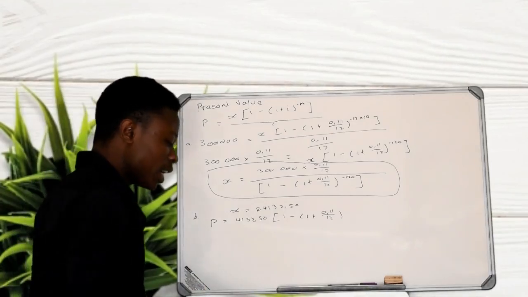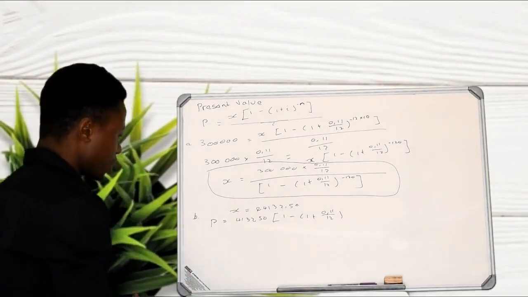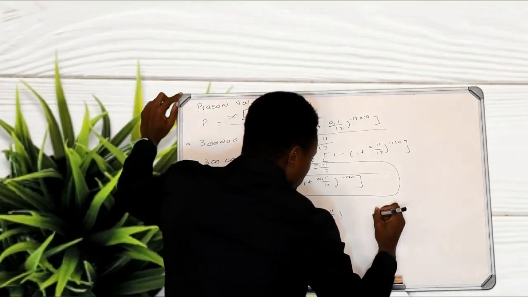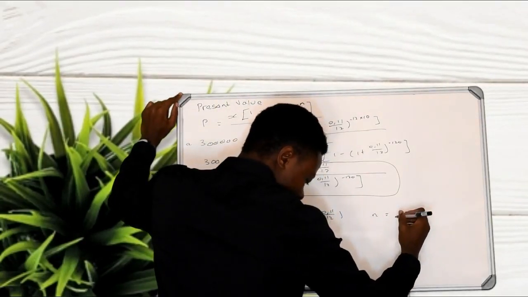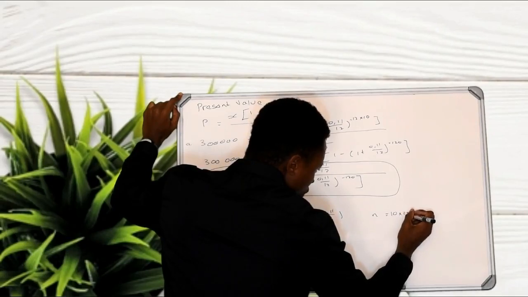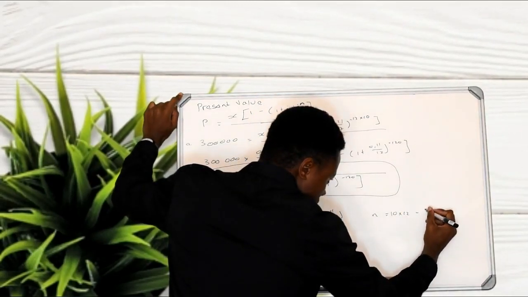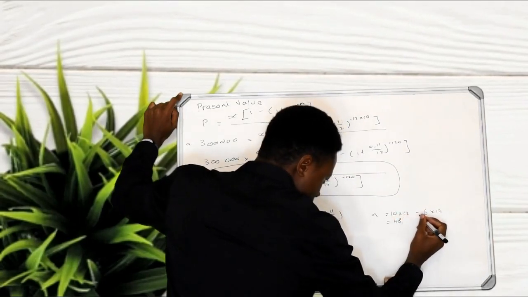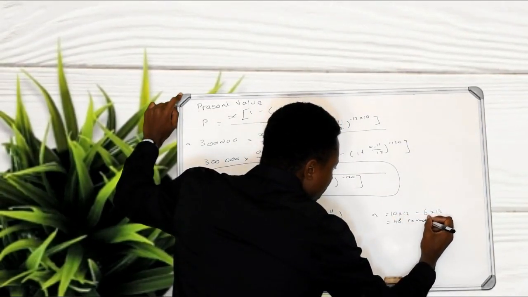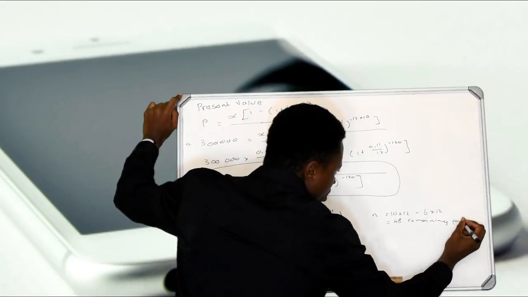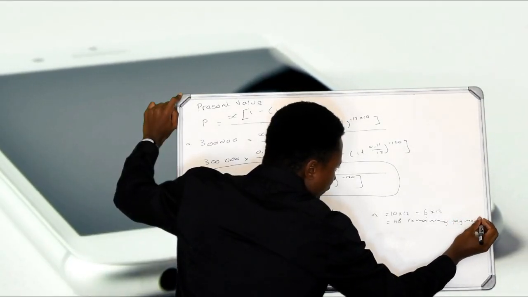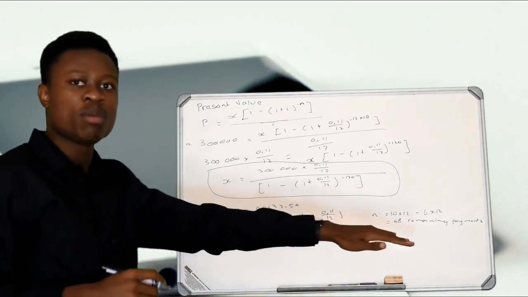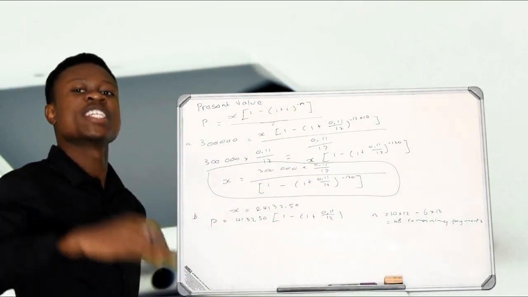So what did I say about the n? Let me write it down on the side for you. n is equal to 10 times 12 minus 6 times 12, which gives me 48. So it's 48 remaining payments. So Tembi has 48 payments that she still has to make after 6 years.